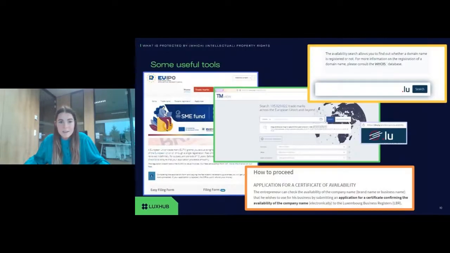I included in this slide some useful tools that we advise you to use, and they are free for you. So if you don't have the resources to pay for a lawyer for legal advice, you can always check yourself if the potential mark that you want to register is already used by another competitor, or if the domain name that you want to register is already used by another entity. And also, before you register your corporate name, you can always check in the Luxembourg business register whether it is already used by another one.